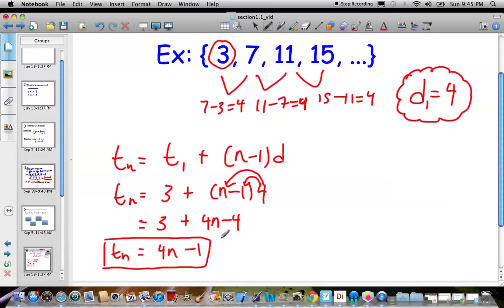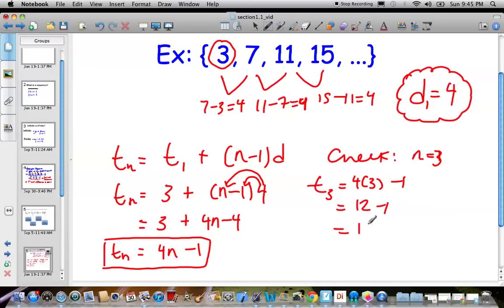Alright, so that's really all there is to it. We can check to make sure it works. So let's try, well, we know when n is equal to 3, the third term, it should give us 11. So here we go. T3 is equal to 4 times 3 minus 1. So 12 minus 1, eureka, we get 11. So straightforward, fairly simple. Now believe it or not, there's actually an even easier way to do this.